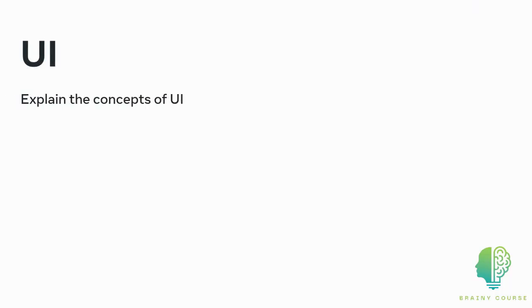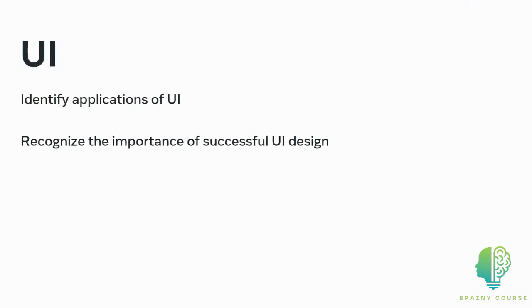In Lesson 3, you learned to explain the concepts of UI and describe its history. You also learned to identify applications of UI, recognize the importance of successful UI design, and explain different types of design, including interaction design, human-centered design, universal design, and design thinking. In addition, you got an introduction to Figma, the design tool you explore in this course.